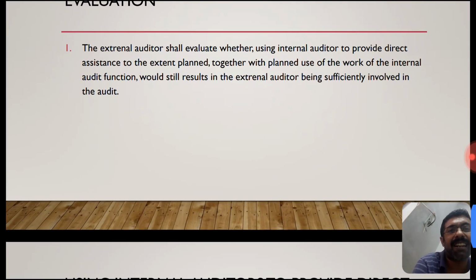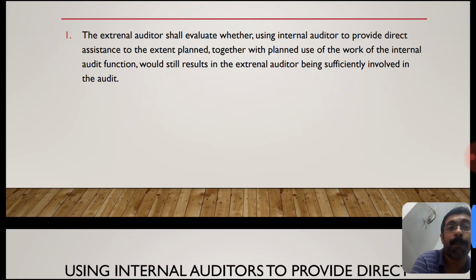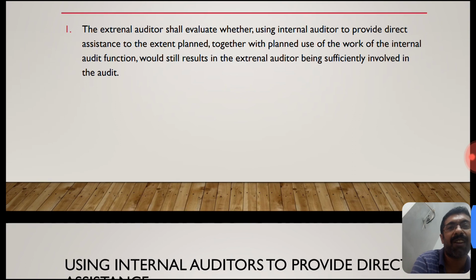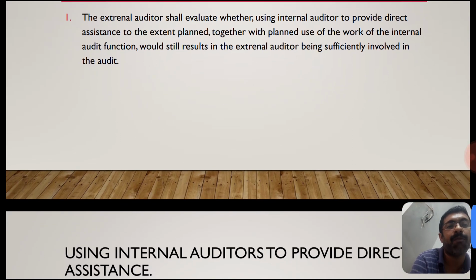Evaluation. The external auditor shall evaluate whether using the internal audit function to provide direct assistance to the extent planned, together with the proposed use of the work of the internal audit function, would result in the external auditor being sufficiently involved in the audit.